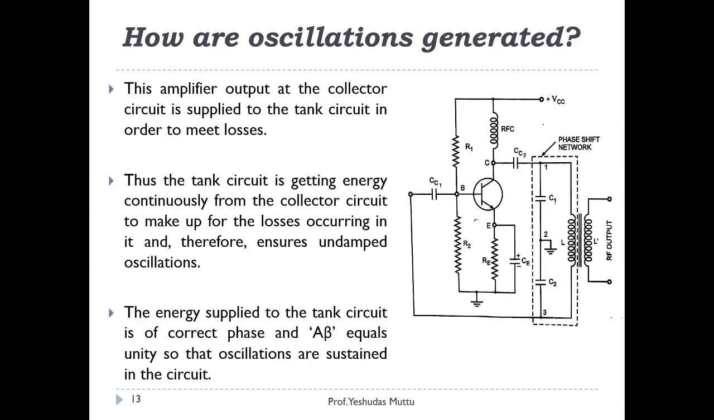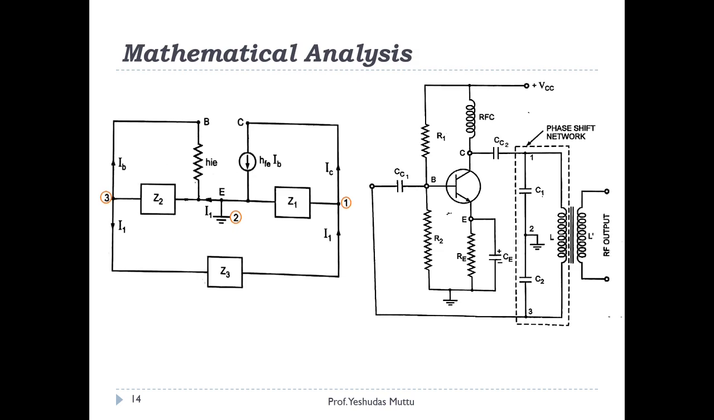Now I'm going to move to the mathematical analysis. To understand the mathematical analysis, we'll have to consider the general diagram and the Colpitts oscillator diagram. Now there is Z1, Z2, Z3. Here there is C1, C2, L. Now we have to clearly identify whether Z1 is for C1 or C2. That's very important. Z1 is connected to the collector. Similarly, C1 is connected to the collector, which means Z1 is nothing but C1 over here. Then similarly, C2 is connected to the base.